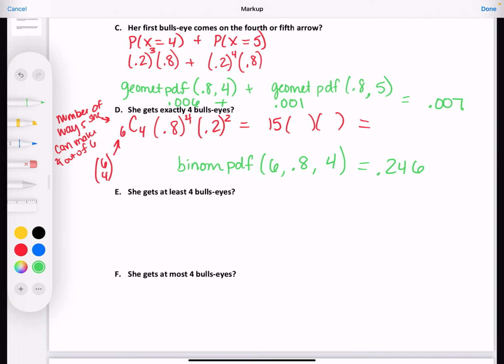So then the probability that she gets at least 4 bullseyes. So at least 4 would mean she can get 4, she can get 5, or she can get 6. So there's, again, a couple ways we can do this. We can either find the probability that she gets 4, plus the probability she gets 5, plus the probability that she gets 6, which is how you would have to do it by hand. Or, well, that would be the easiest way to do it by hand. Or we can do it the calculator way, so I'll, again, show you both. But, so this is 4, 5, or 6 bullseyes.